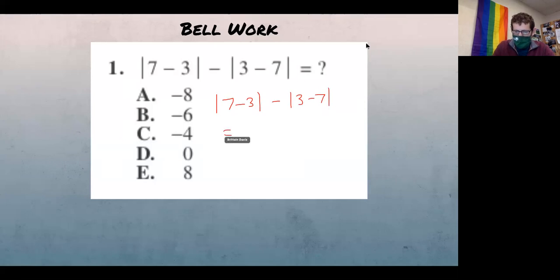Okay, so this is going to equal 7 minus 3, which is just 4. 3 minus 7 is negative 4. Absolute value just means how far are you from 0 in an absolute distance. So 4 is 4 away from 0, so it just becomes positive 4. It already was. The minus was outside of an absolute value, so we don't change anything there. And then negative 4 is 4 away from 0. So 4 minus 4 gives us 0. There it is.